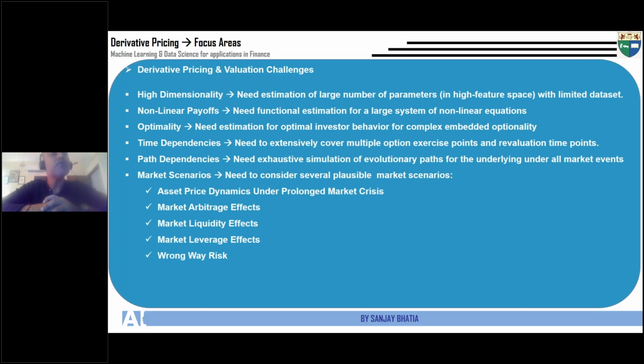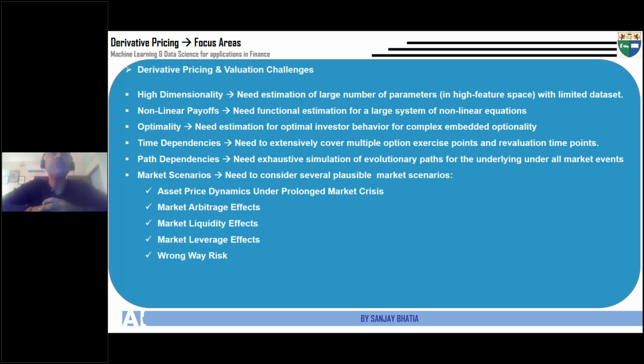As well as deciding, under maybe a stress scenario, what could be your maximum potential loss or peak potential loss on such a derivative, right? So a lot of market scenarios are needed. Whatever solution you design or devise, it needs to have some form of component which would capture the effect of market dynamics and market scenarios and systematic risk, right?